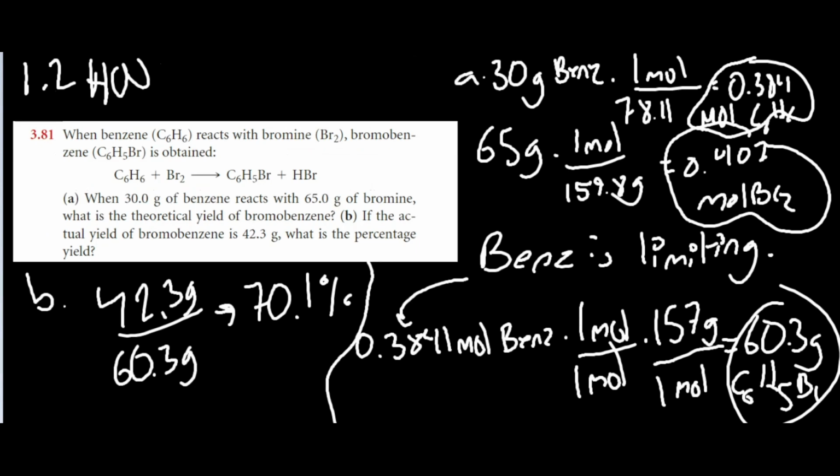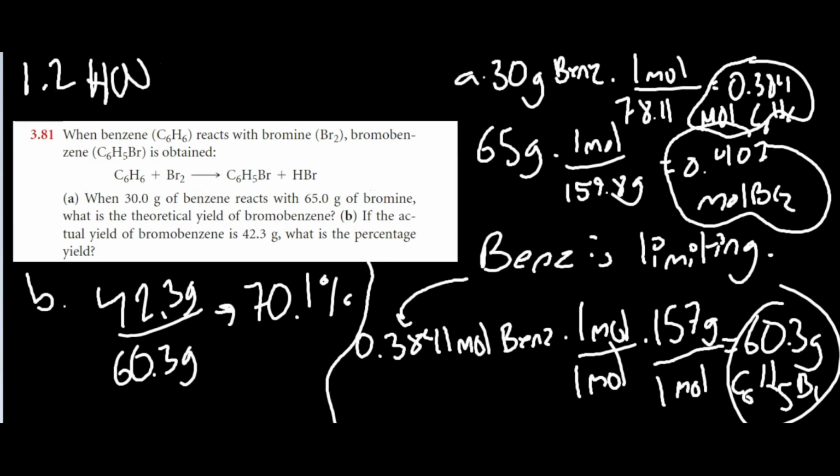Anyway. So you're going to want to convert moles of benzene to grams of bromobenzene. All you need to do is convert moles benzene to moles bromobenzene, and then find grams with that. And since it's a 1-to-1 ratio, all you need to do is multiply it by its molar mass, which is 157 grams, and you'll get your final answer, 60.3 grams of bromobenzene, my favorite chemical.